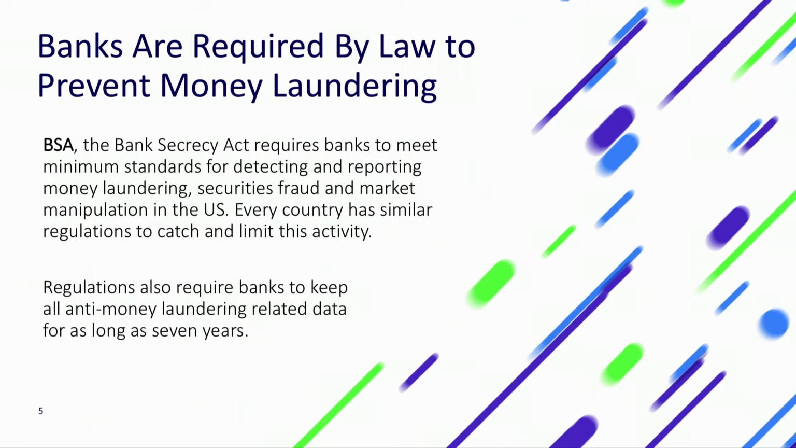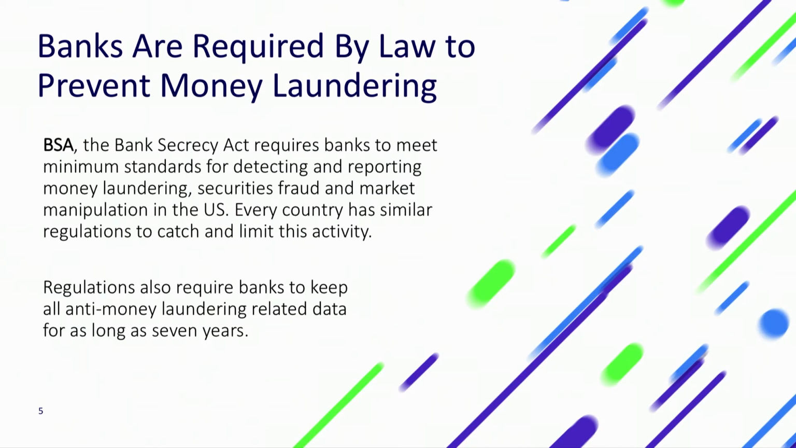The BSA has some requirements in terms of the minimum standards banks have to meet, detecting and reporting the activities around laundering, securities fraud, and also market manipulation. And in fact, if you were in the keynote this morning, you might have seen Kevin Slavin's excellent presentation on how the markets were manipulated by an inaccurate Associated Press announcement about explosions in the White House, right? These are really happening on a daily basis.